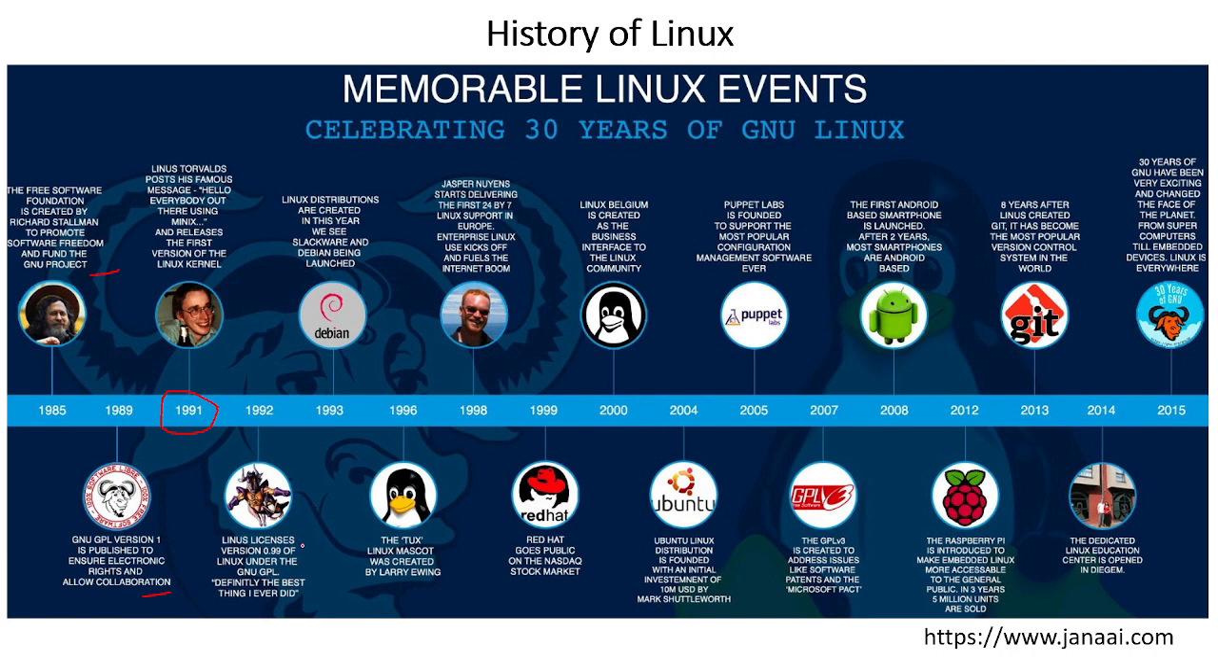Then in 1992, Linux was licensed under the GNU GPL, with version 0.99 of Linux. In 1993, the Debian Linux distribution came out. Linux distributions were created in this year, and Slackware was also launched.